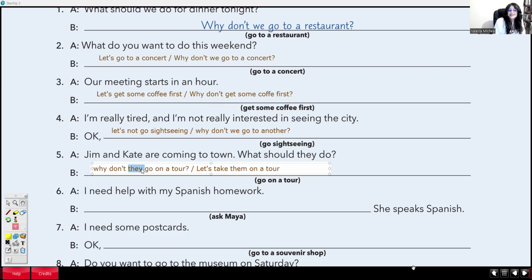All right, then we have 6. I need help with my Spanish homework. What's the suggestion here? Why don't you ask? Why don't you ask?